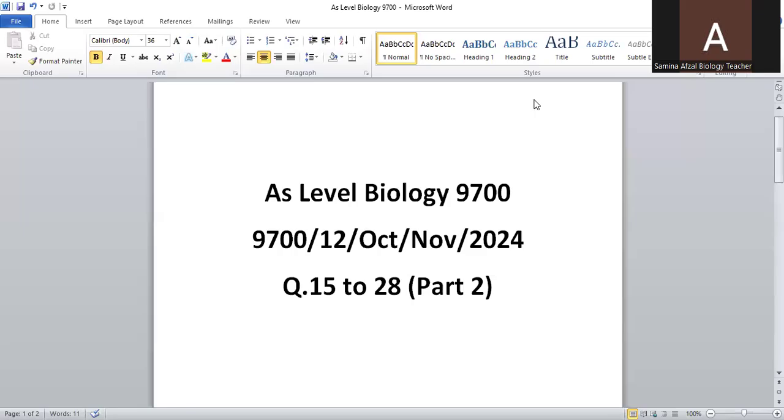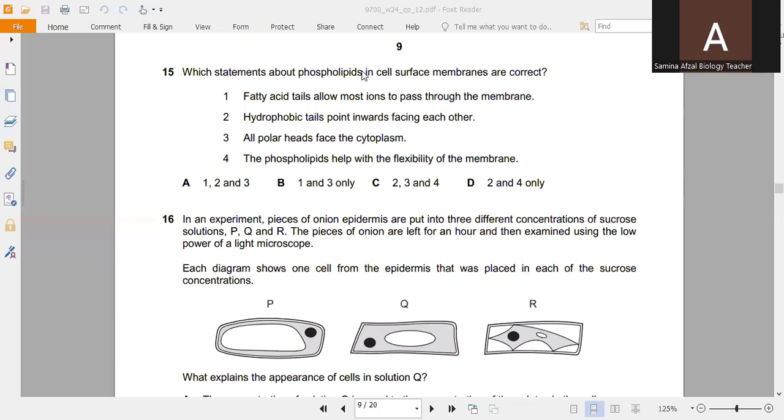AS Level Biology 9700, Paper 1, Variant 2, October November 2024, question number 15 to question number 28. First of all, we will start from question number 15, and question number 15 is, which statement about phospholipids in such cell surface membranes are correct?